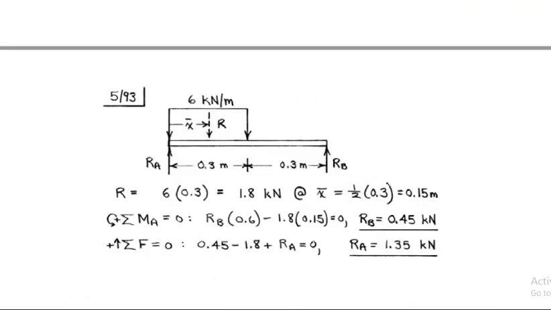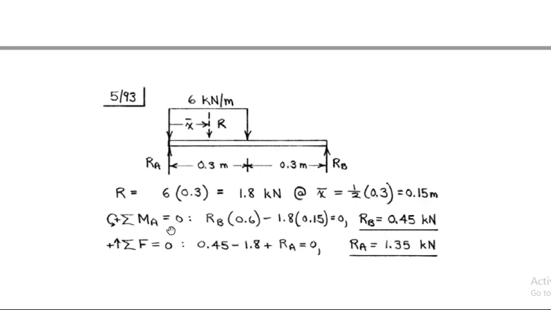The solution is as follows. The load is 6 kilonewton per meter. It means if there is 0.3 meter distance, then R will be equal to 6 multiplied by 0.3, and the force will be equal to 1.8 kilonewton, and its point of application will be the total distance divided by 2, L by 2, 0.15 meter.